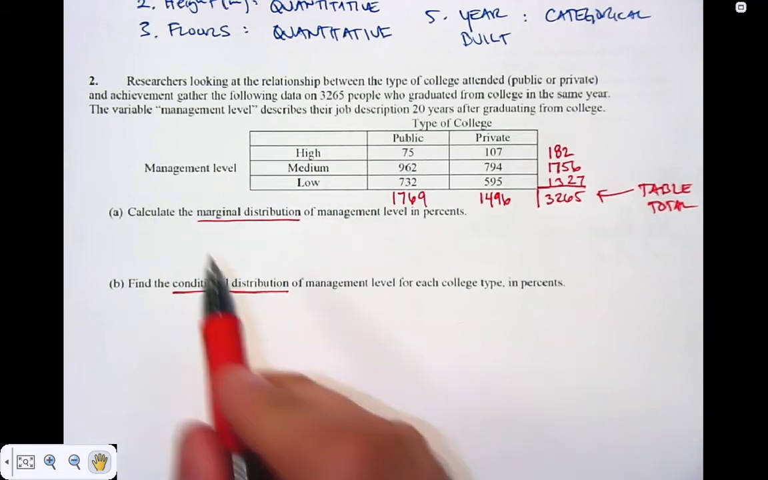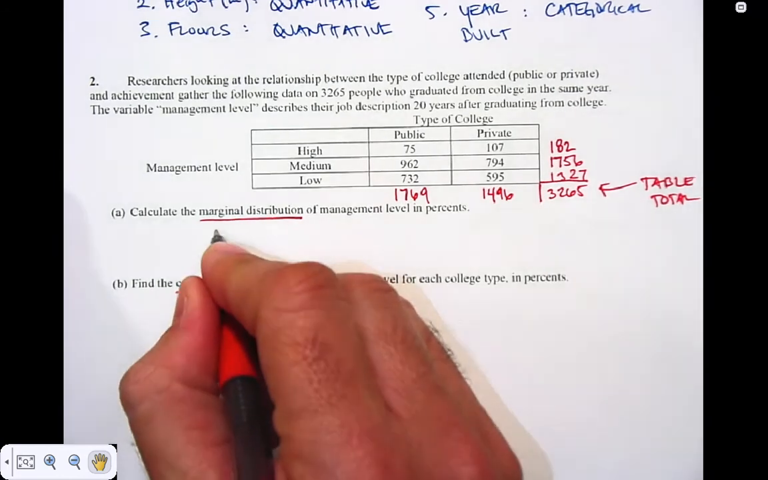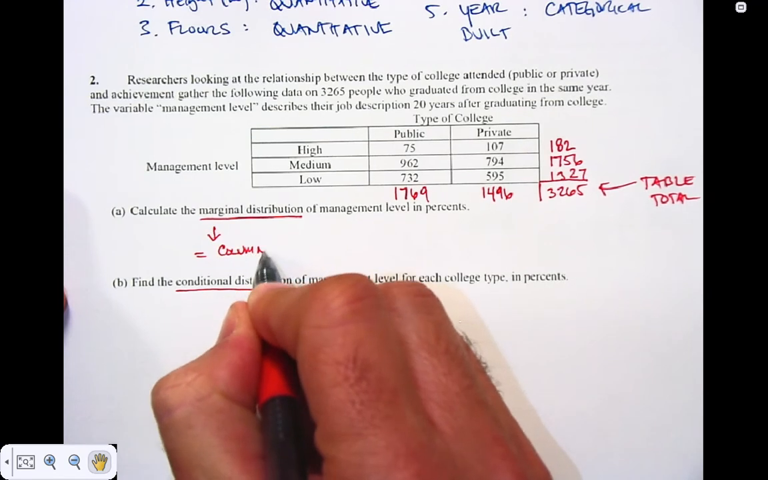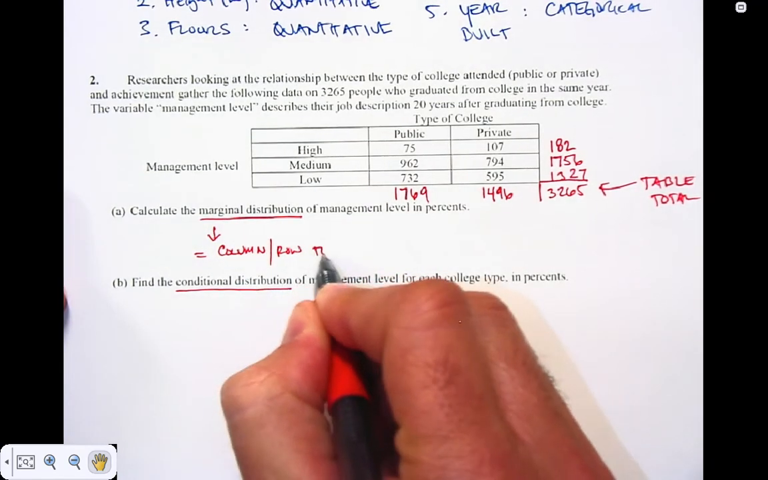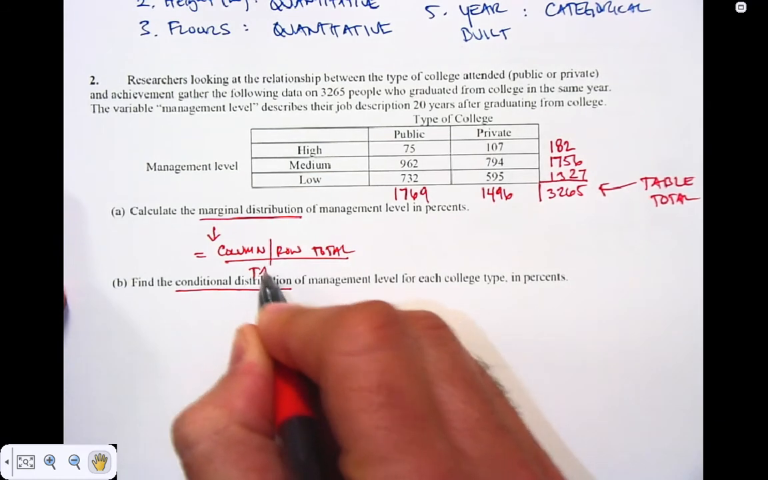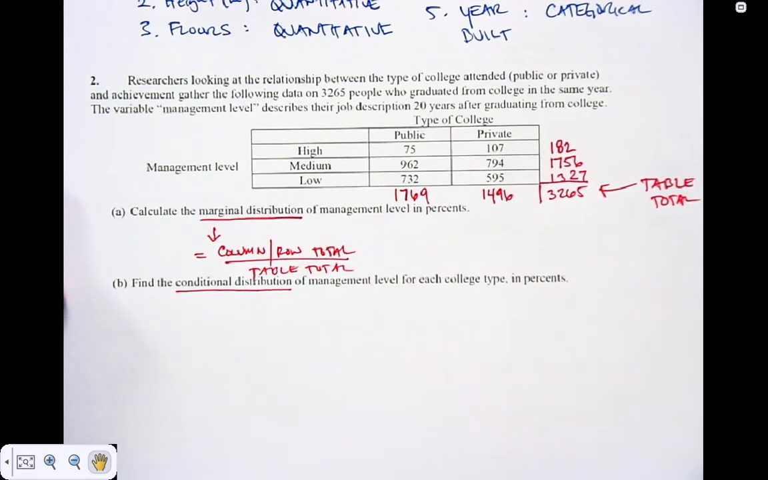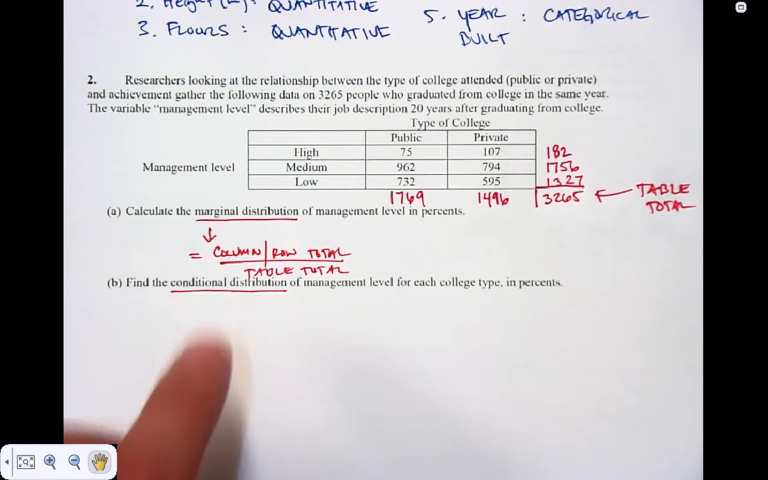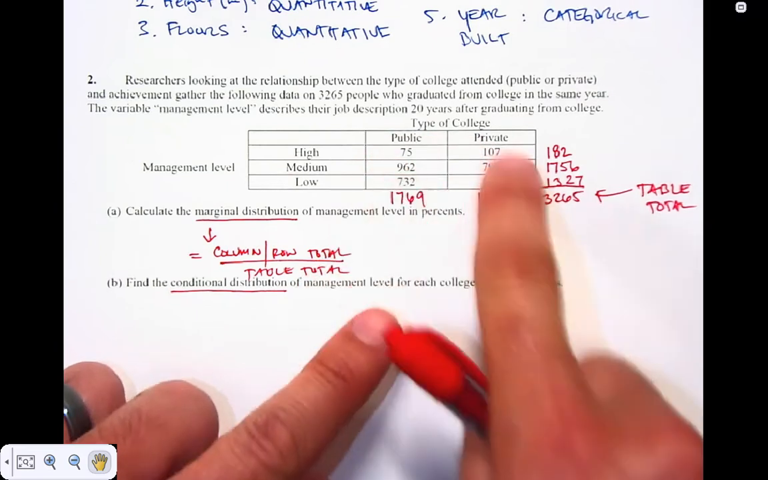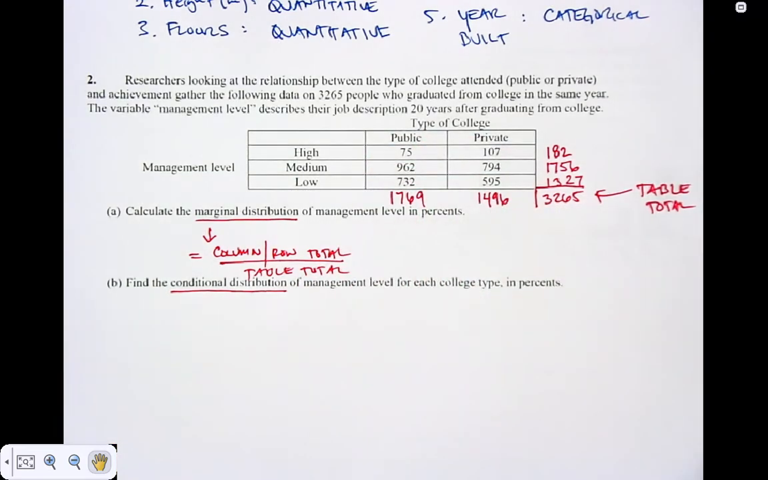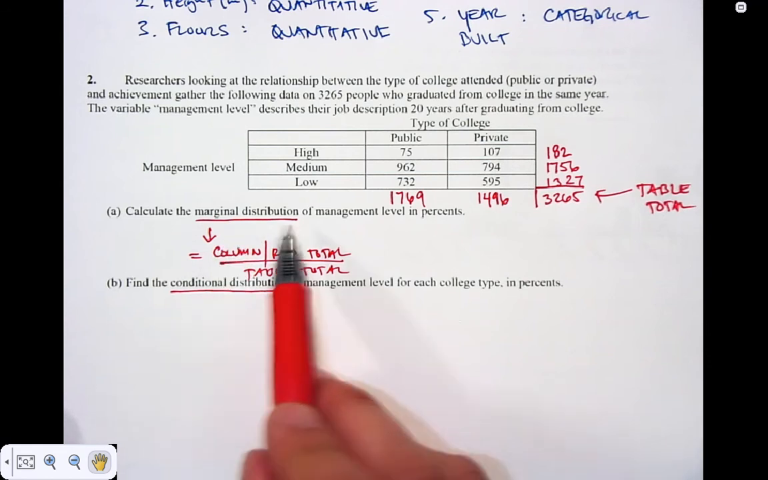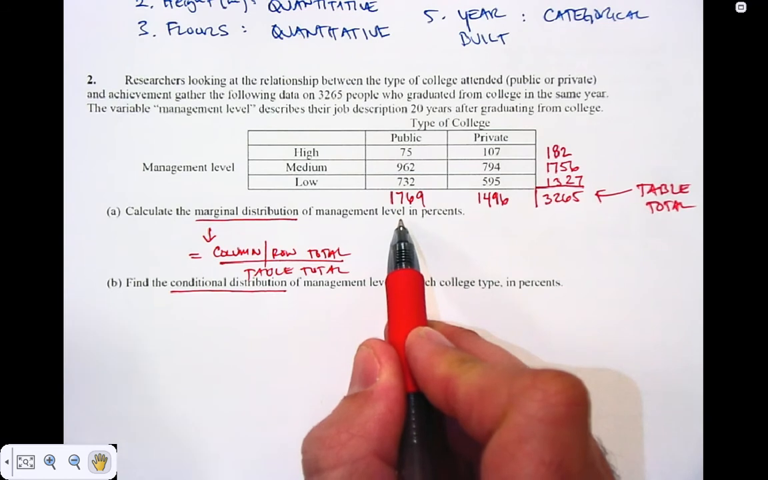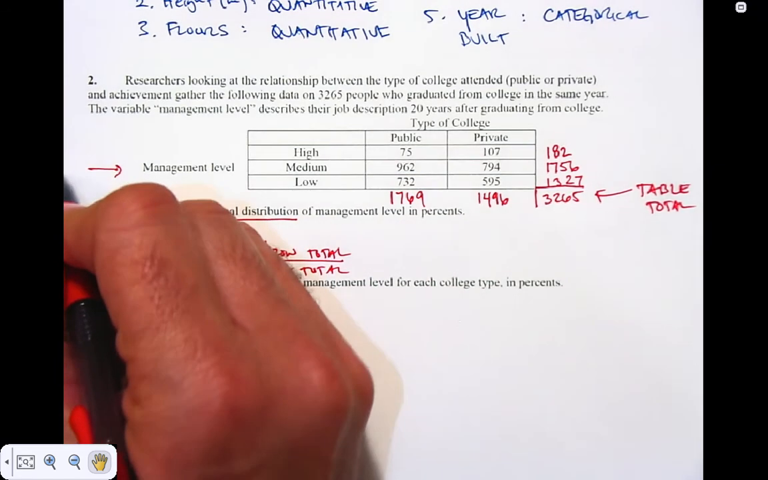Okay, so marginal distribution by definition is equal to either a column or a row total over the table total. That's just something you have to memorize. If you're ever asked to find a marginal distribution, it is going to be using all total numbers. So you're not going to use any of these individual numbers inside of your two-way table. It's asking to calculate the marginal distribution of management level. So you are going to focus here for A.